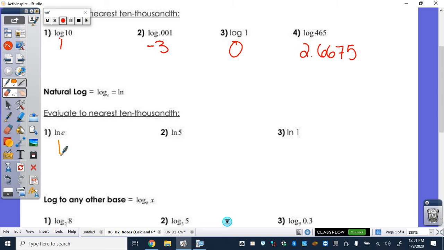So I go ahead and type in ln of 5, which is 1.6094. Then ln of 1, 0. So the ln button works just like your log button.